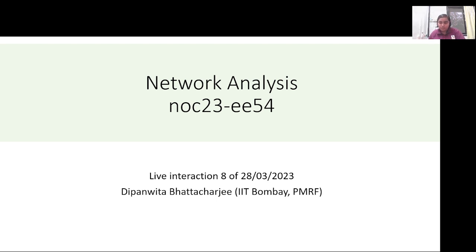So in this session, we'll be looking at a few dependent sources and how these dependent sources are connected in a circuit, and all the network theorems, for example, the Thevenin's theorem, the superposition theorem, etc., how they are applicable to such circuits. So with respect to the dependent sources, there can be four types of dependent sources.